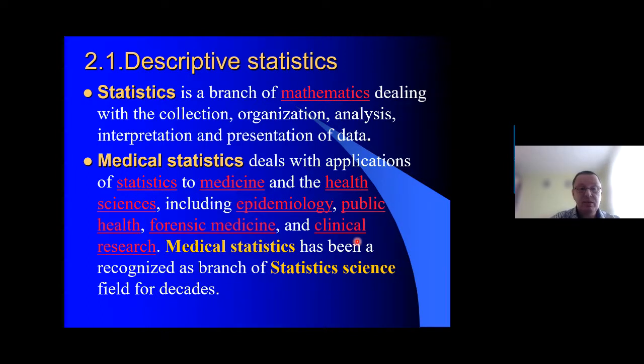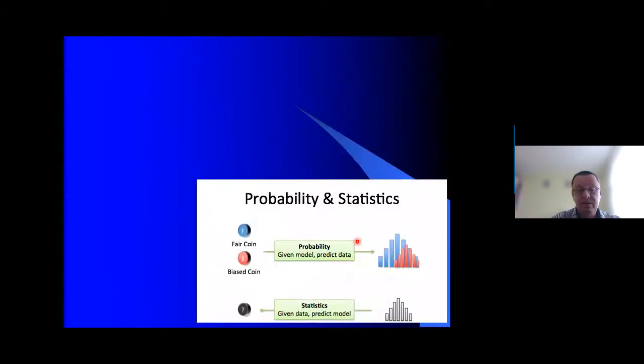Statistics is seen as a branch of mathematics, which is an independent scientific area, but it's a branch of mathematics which deals with collection, organization, analysis, interpretation, and presentation of data. And medical statistics deals with the application of statistics to medicine and health science, including epidemiology, public health, forensic medicine, clinical research, and so on. It has been recognized as a branch of the statistics science field for decades. So medical statistics is already separated from general statistics science.